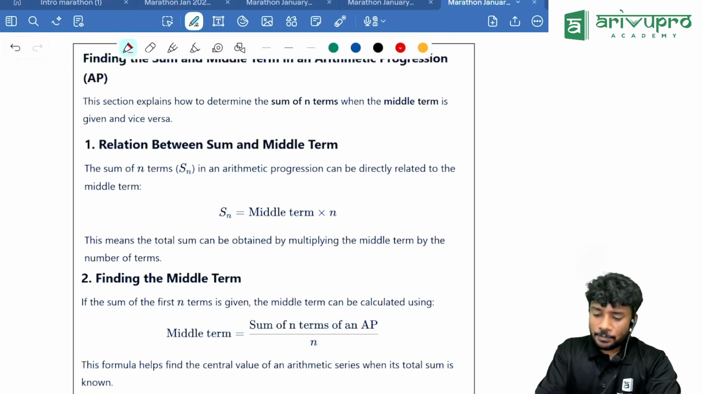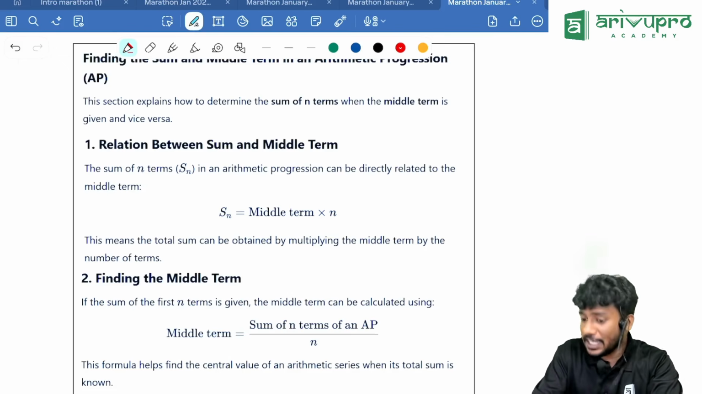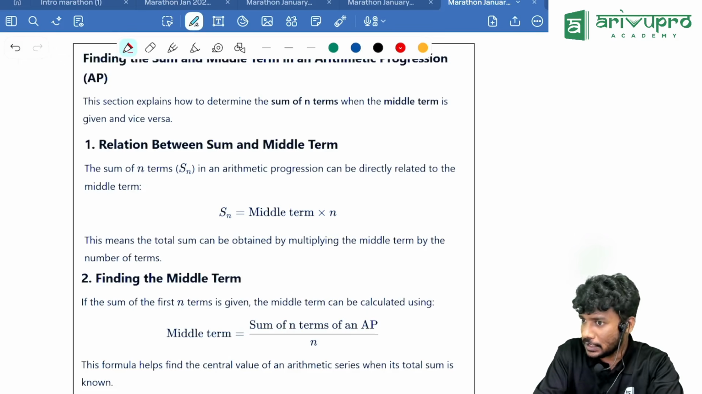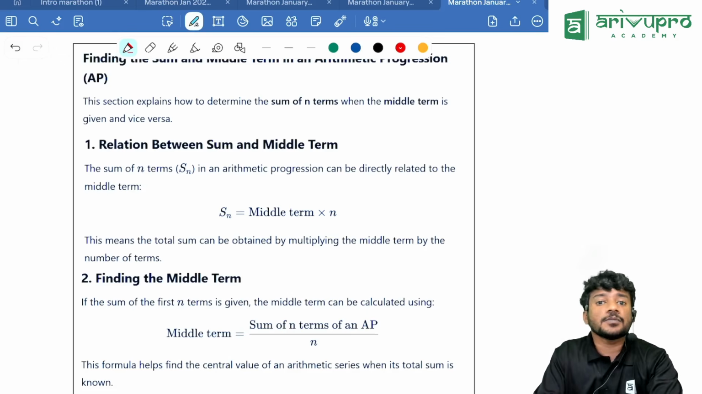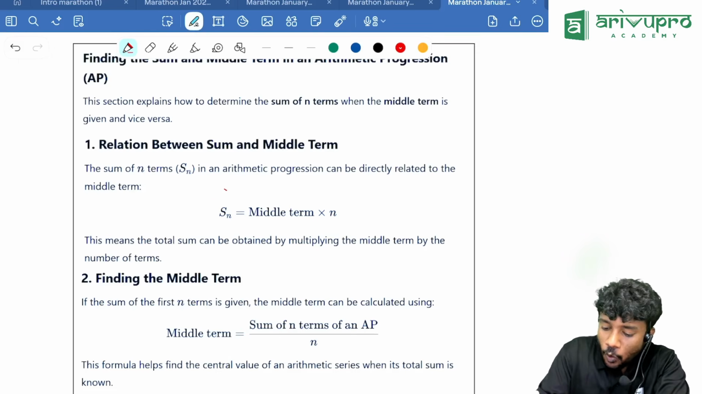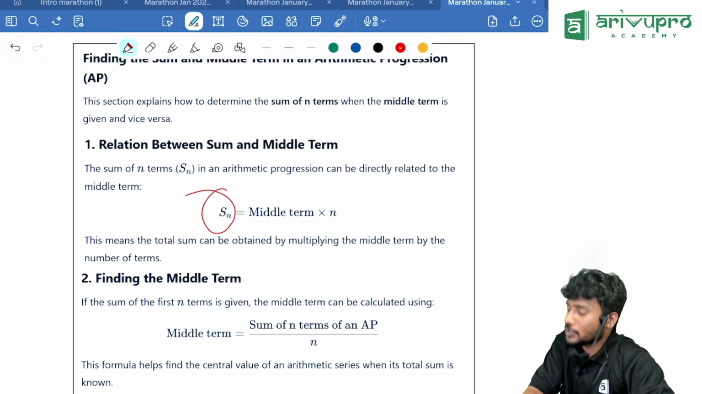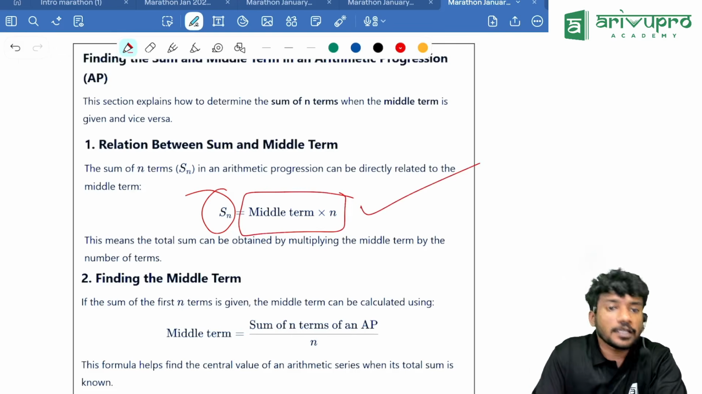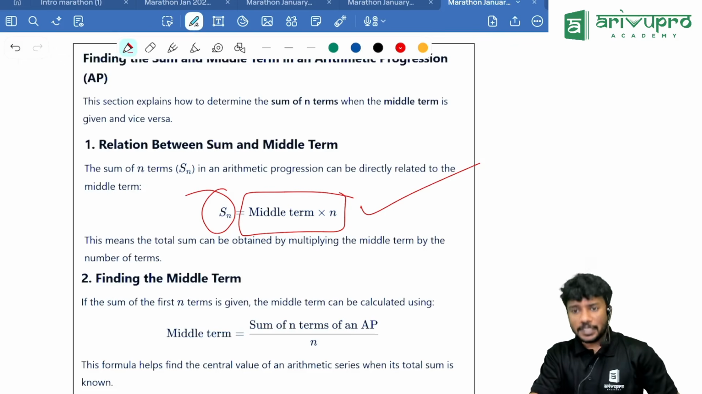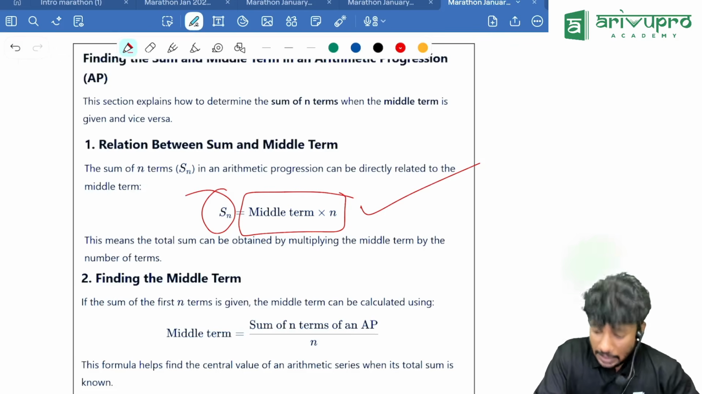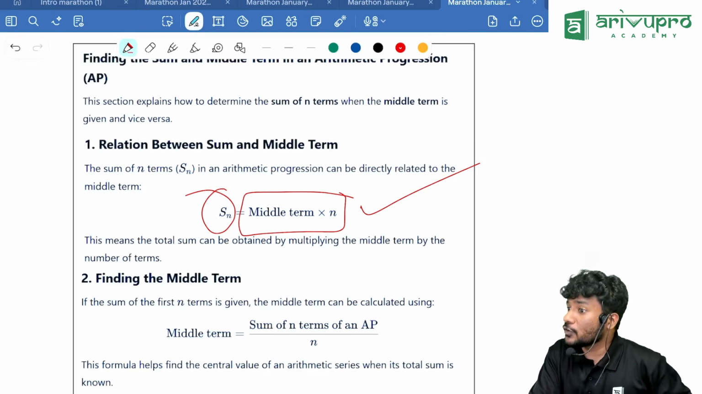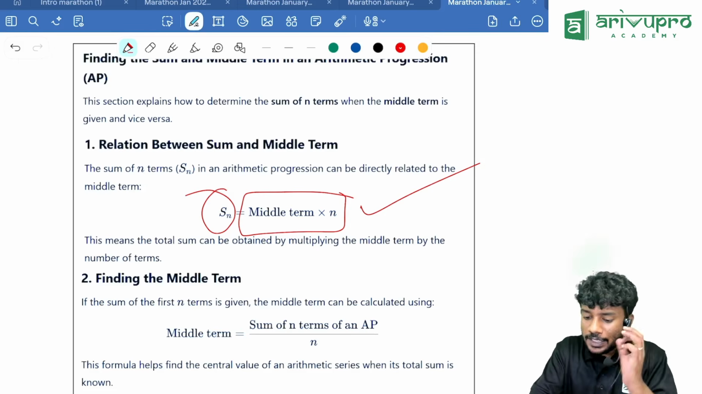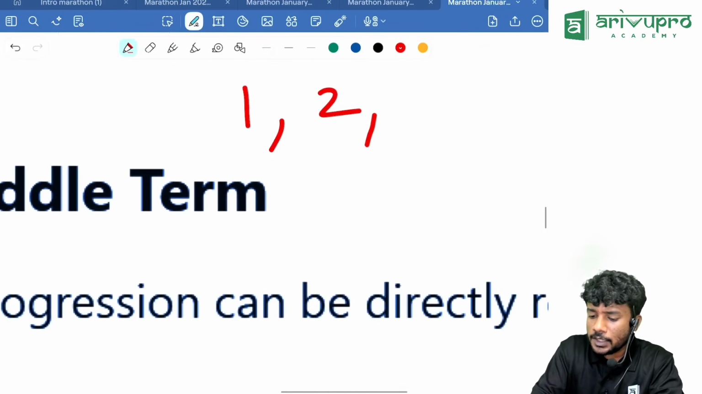If the middle term of an AP is given and the number of terms of an AP is given, you can always find the sum of n terms of an AP. That is nothing but middle term into total number of terms. Keep a note of it. If you take the product of the middle term and the total number of terms, you will get the sum of the AP. For example, 1, 2, 3.